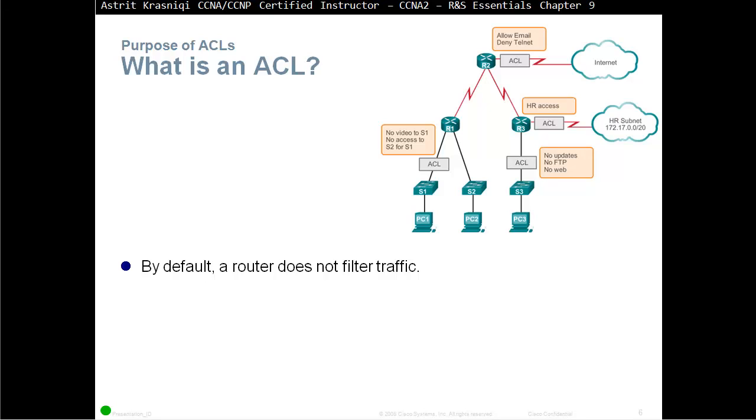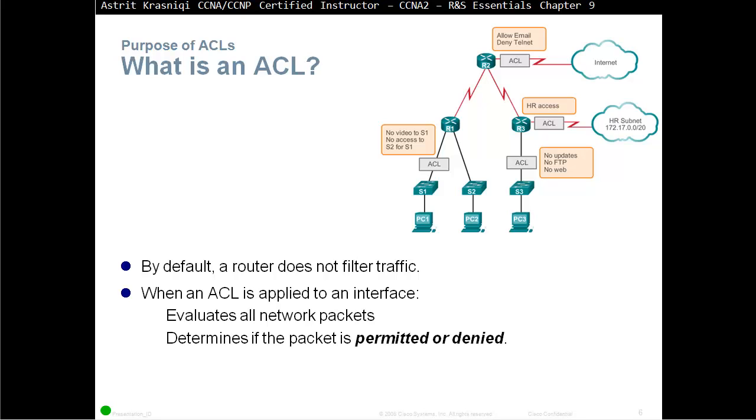With the access control list, we can filter some traffic that we want to permit to go through our interfaces or through our router, and we may want to deny some kind of traffic from going through our router. So when an access control list is applied to an interface, the router will evaluate all network packets and determine if the packet is permitted or denied.